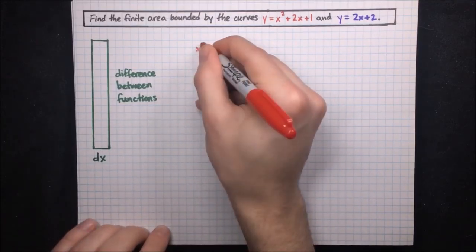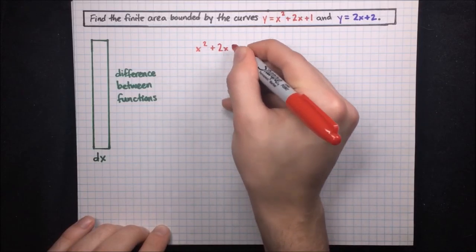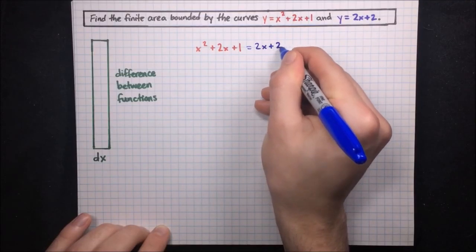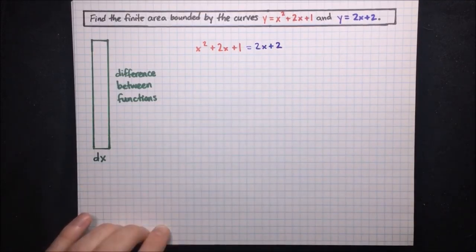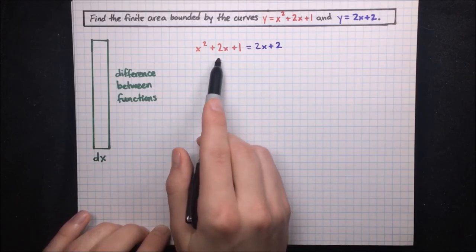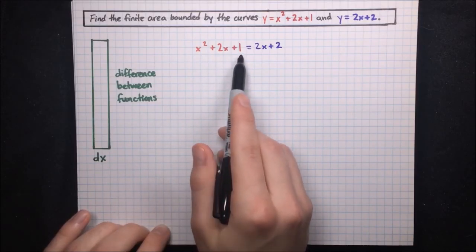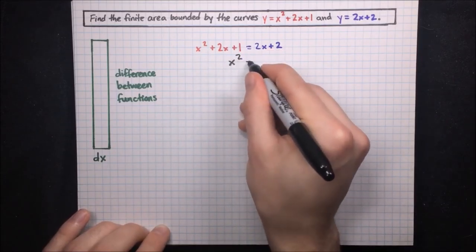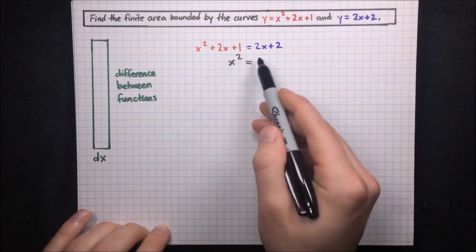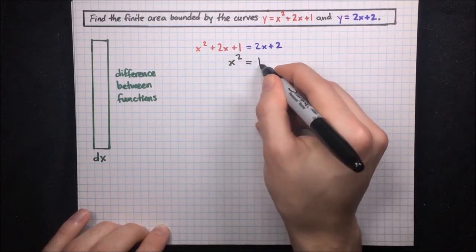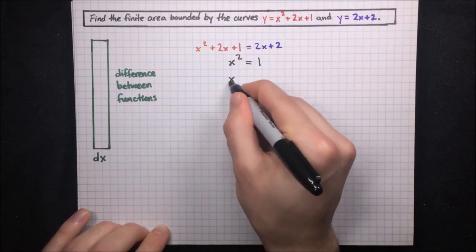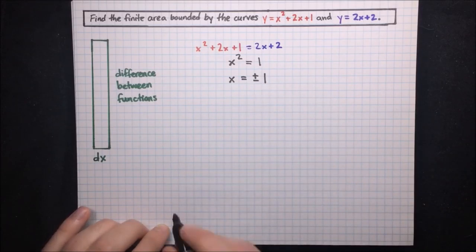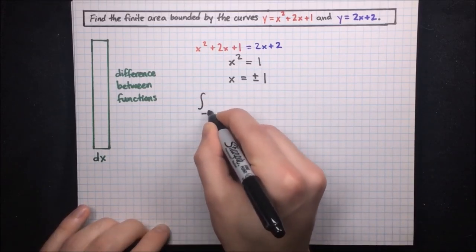So we'll have that x squared plus 2x plus 1 is equal to 2x plus 2. That's our equation that we use to solve for the bounds for x. And we can solve that by just subtracting the 2x and the 1 off from the left-hand side. All that will remain on the left-hand side will just be the x squared. And then on the right-hand side, 2x minus 2x is 0, and then 2 minus 1 is 1. So x squared equals 1, and we take the positive or negative square root to get x equals positive or negative 1. So that means our integral will be running from negative 1 to 1.